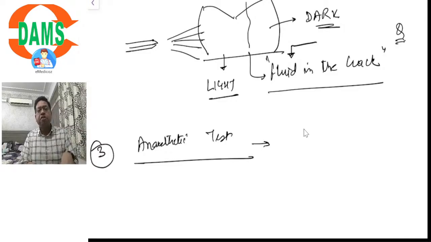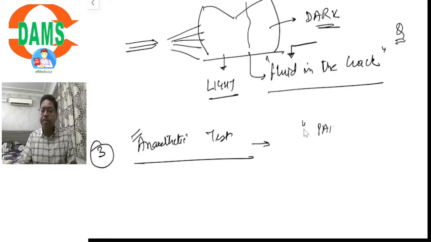The initial examination does not reveal any offending tooth, and we are not able to find out whether the pain is coming from a maxillary tooth or a mandibular tooth, or it is a non-odontogenic cause of pain. In such situations, we can use anesthetic test. So what is the primary indication?